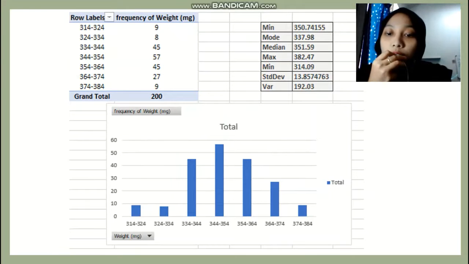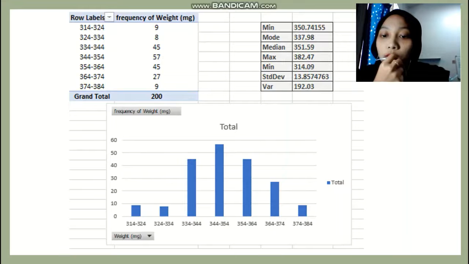The data is next analyzed in terms of weight, which includes numerical, tabular, and graphical features. We divided it into 10 intervals in tabular form, and we can easily see that the weight with the highest frequency is 57, which is between 344 and 354.